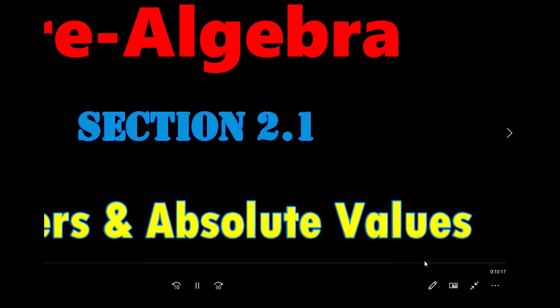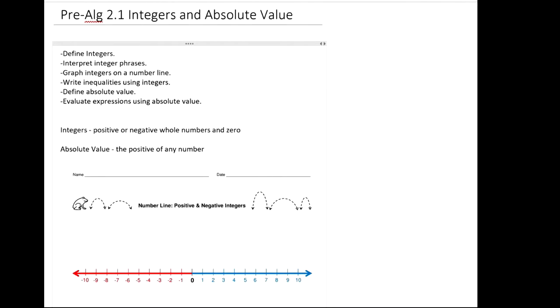In this first section, we're going to talk about integers and absolute value. We are going to define integers, interpret integer phrases, graph integers on a number line, write inequalities using integers, define absolute value, and evaluate expressions using absolute value.